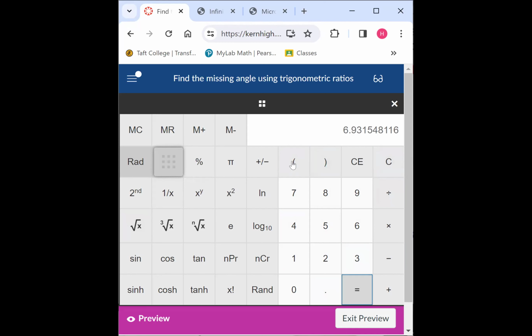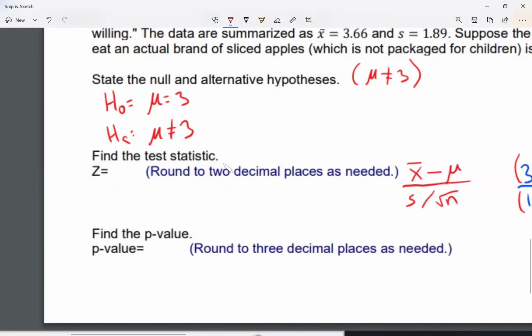And I'm going to type this in, and it says, I know my instructions, it says round it to 2 decimal places as needed. 6.93. Not bad. Okay, so let me come back here. Was my test statistic, was my z value? It was 6.93. Now I gotta find my p-value.